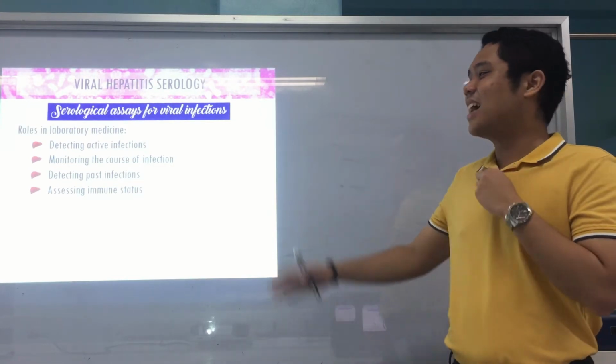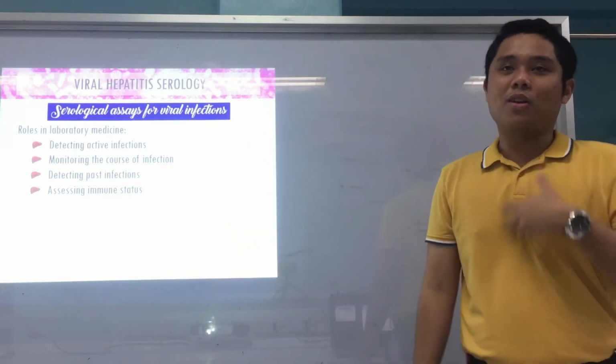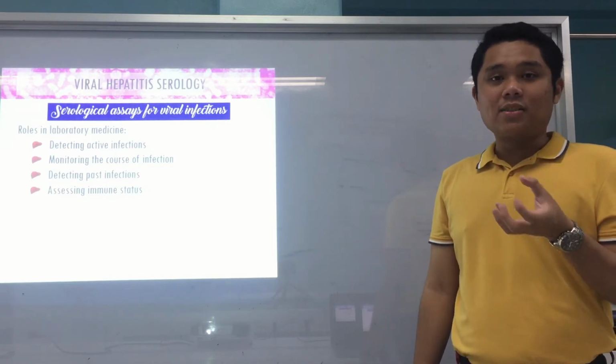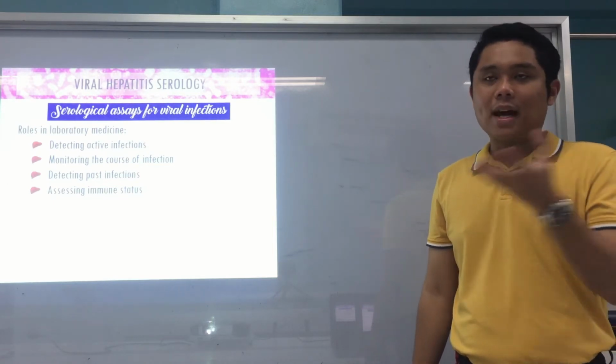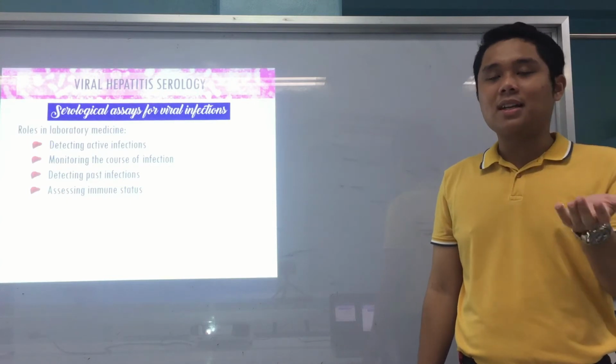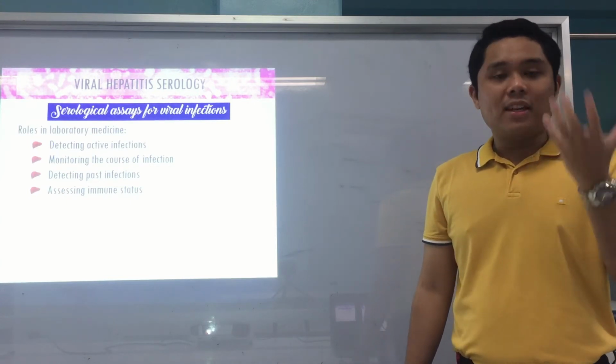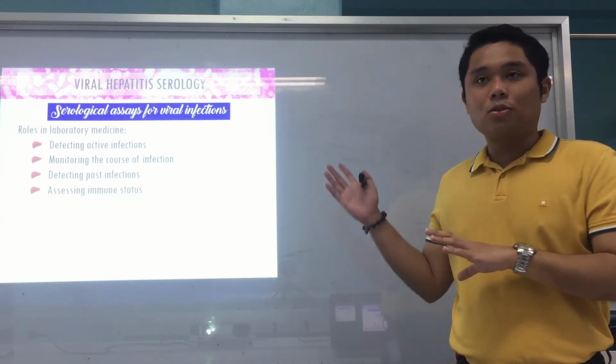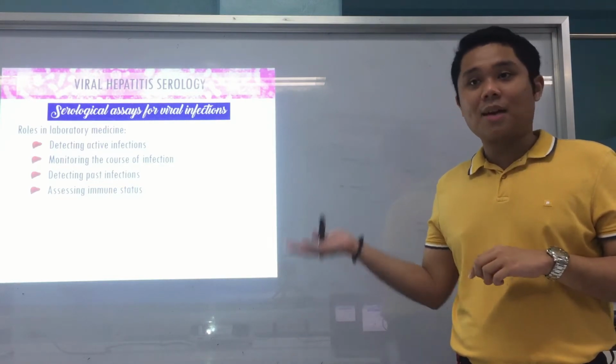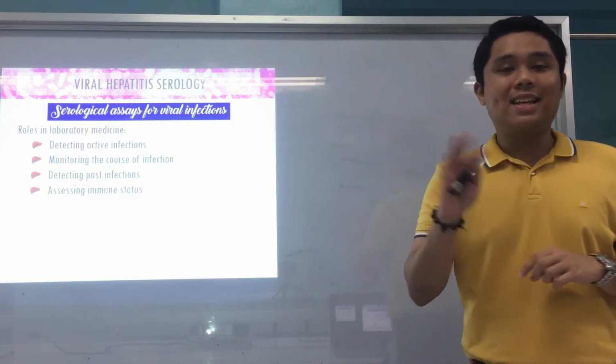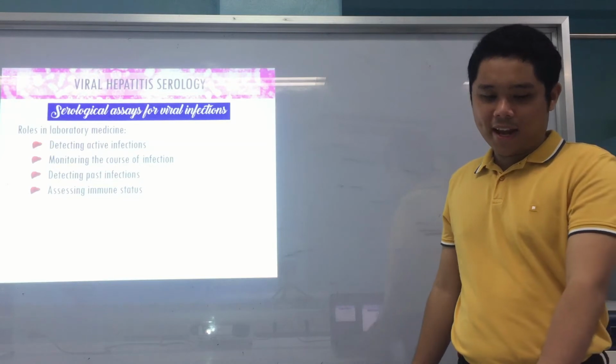And lastly, assessing immune status. Through our serological assays, we determine the titer of the antibodies of the patient to a particular disease. So we know already if this person is protected against this disease, for example hepatitis, or if he or she is susceptible.